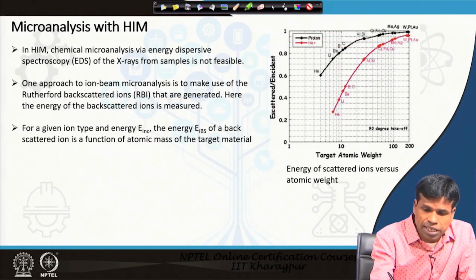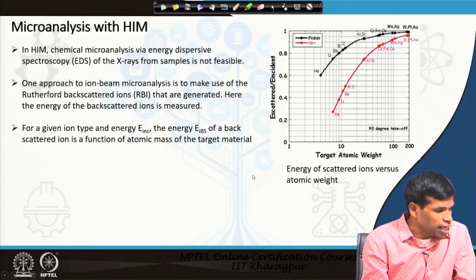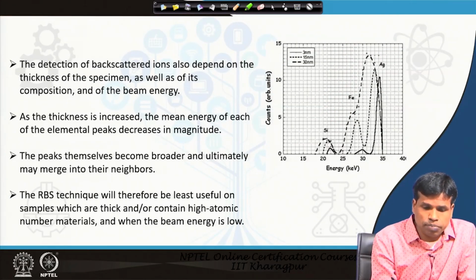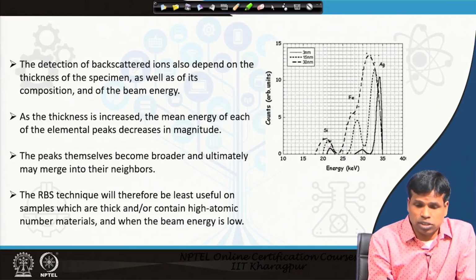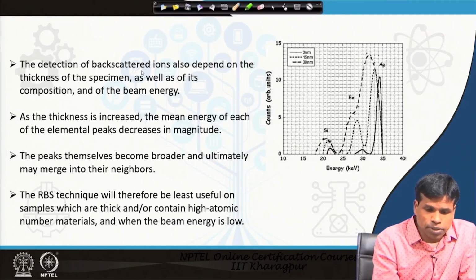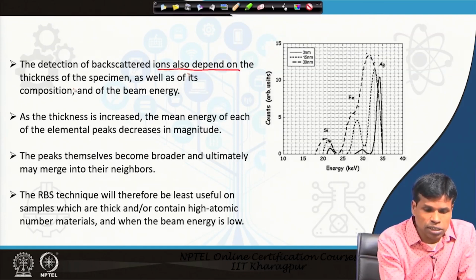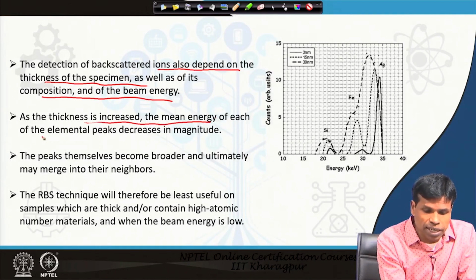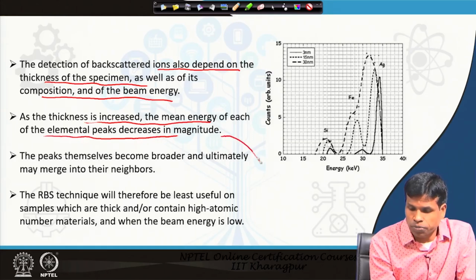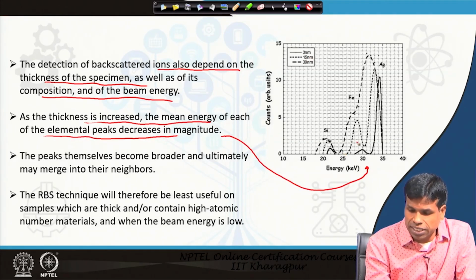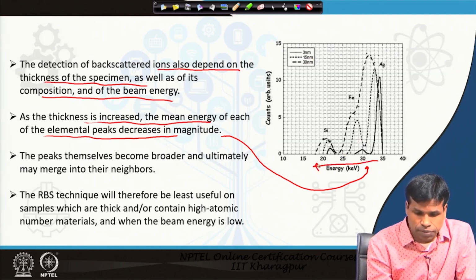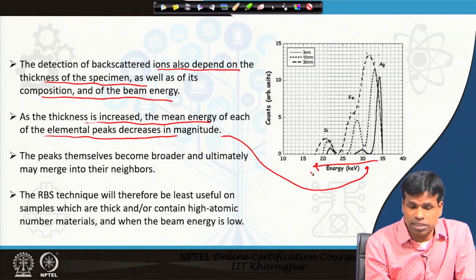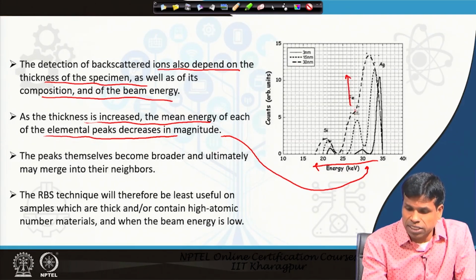As the thickness of the material changes, the energy of the backscattered ions will also change to an extent. The detection of the backscattered ions depends on the thickness of the specimen, as well as the composition and the beam energy. So, all these factors matter. As the thickness is increased, the mean energy of the elemental peak decreases in magnitude. And the second thing happening is that as the thickness increases, these individual peaks get broader.